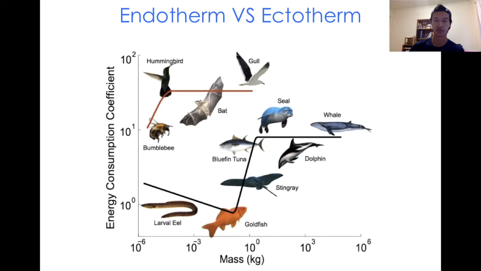Okay, so in terms of your endotherms and your ectotherms, you can see their energy consumption coefficient. Your fish are pretty terrible. In other words, they use the least amount of energy for their mass, and then as you move your way through, you get to your more warm-blooded organisms and also your larger organisms because they're both larger and they begin to consume more energy as a result.